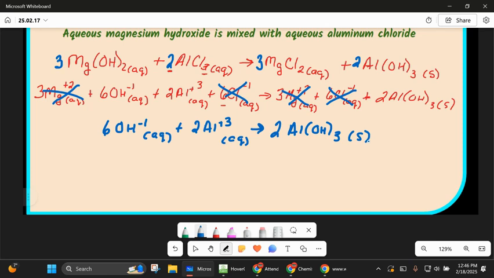And this is why we need to find a precipitate. Because without it, nothing happens. Everything just stays aqueous. There are no changes. There technically is no reaction.